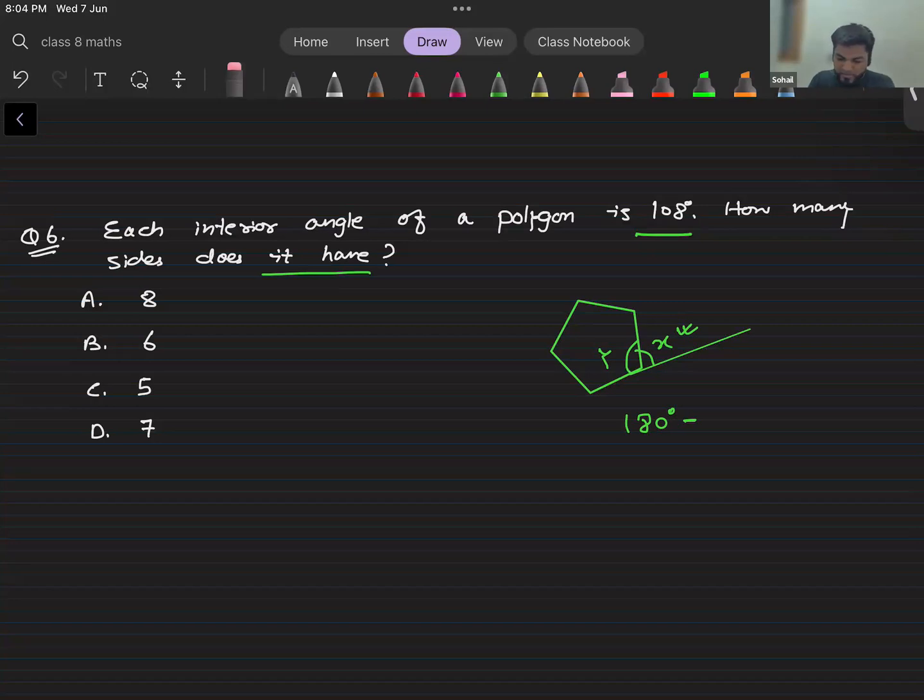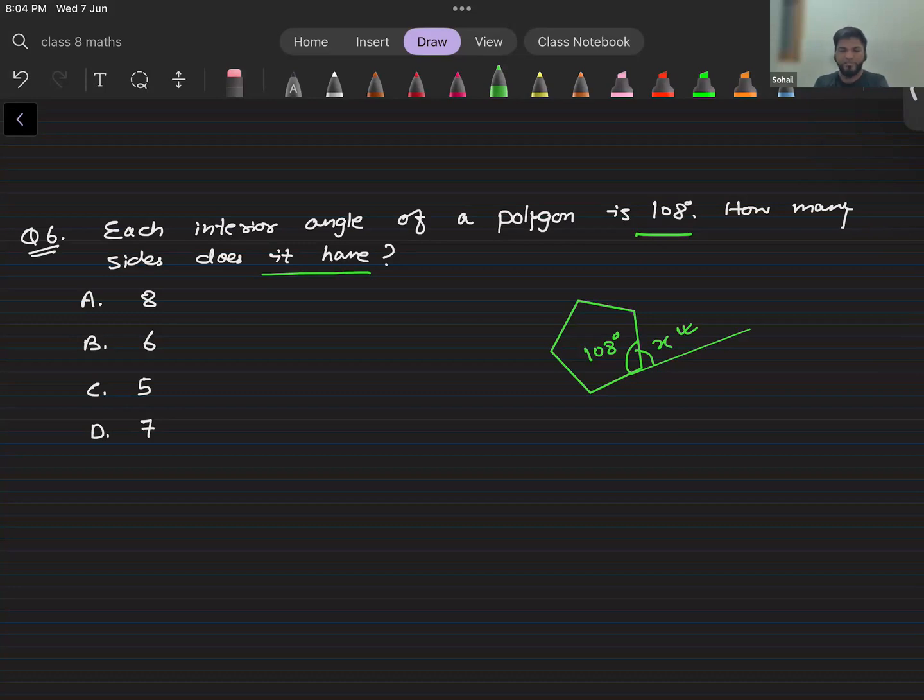Okay, wait a minute. Interior angle is already given here, no? 108-degree. Right, guys? So from this, you can find the exterior angle. Will you be able to solve this, or shall I help you guys? Sir, I can solve.